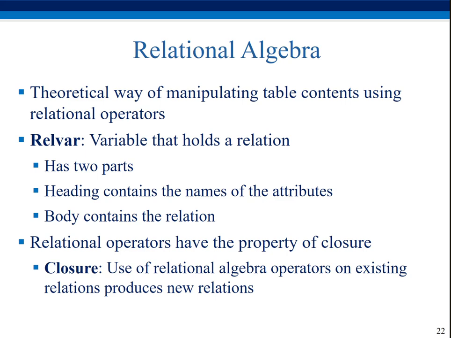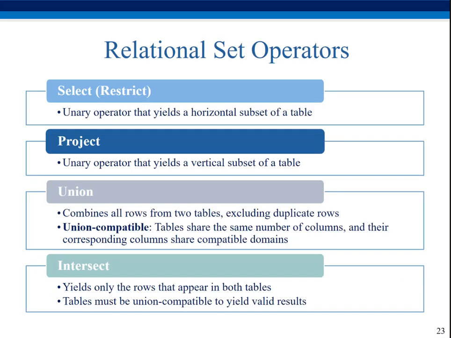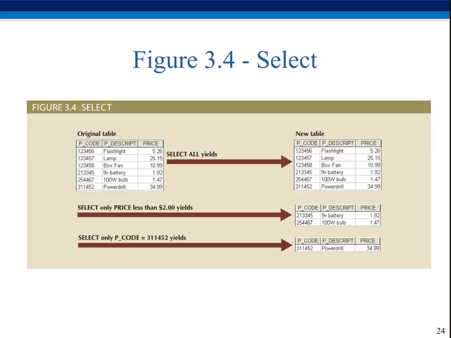We are not going to do much with relational algebra, but just want you to know it. Basically, a RelVar just has two parts. A heading that contains the name of the attribute and a body that contains a relation, but it's not the actual relation itself. So again, we have project, union, and intersect. You'll see over here. And we have different things over here.